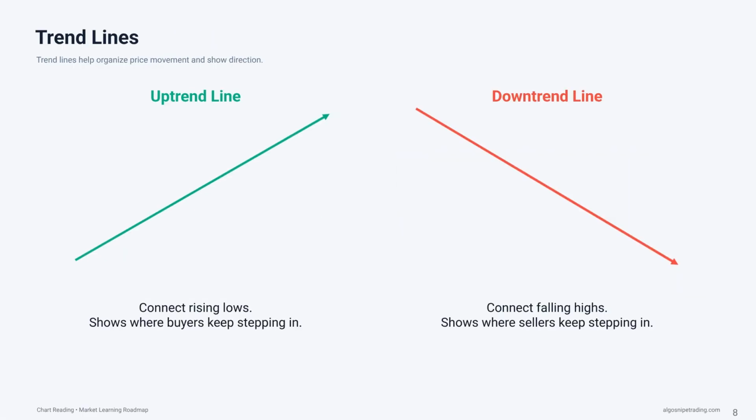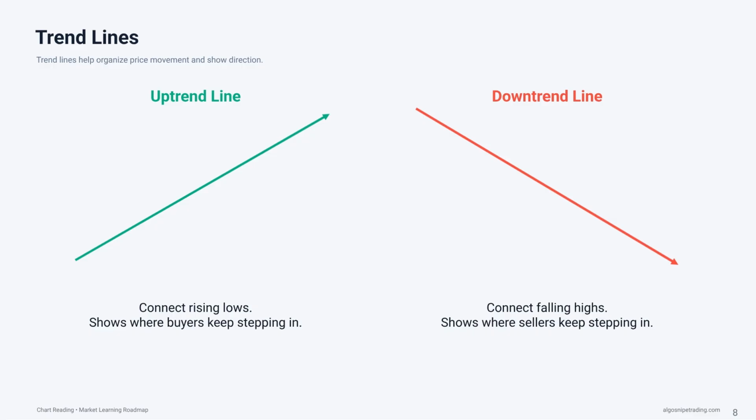Trend lines. Short lesson. Trend lines help traders see the direction of price movement. They make the chart easier to understand because they show where buyers or sellers are stepping in. An uptrend line is drawn by connecting rising lows. This means price keeps pulling back, but buyers continue to step in at higher prices. It shows strength and buyer control.